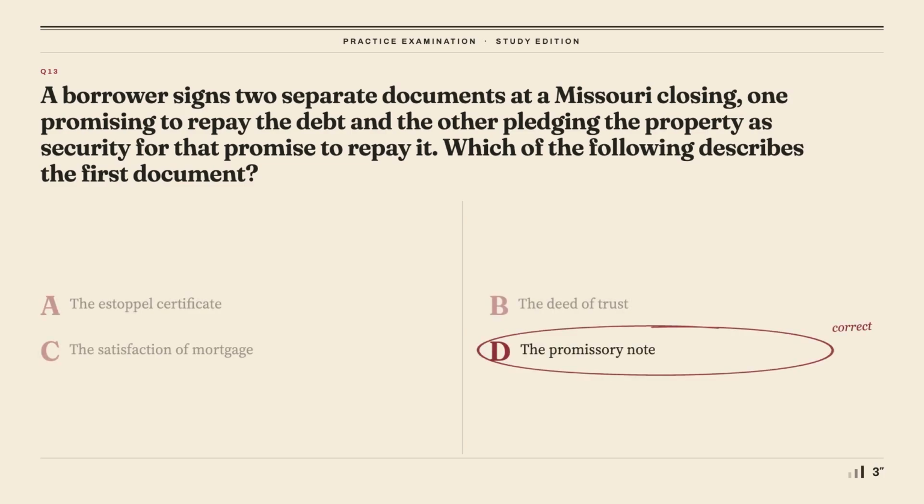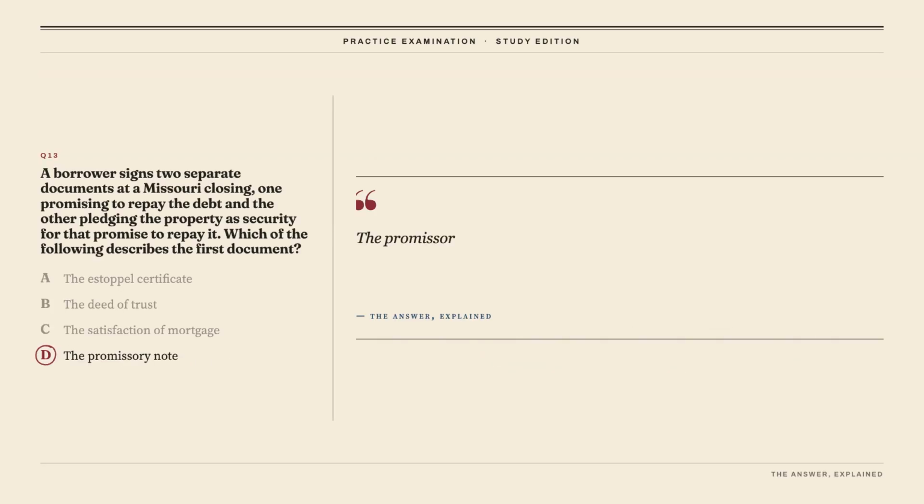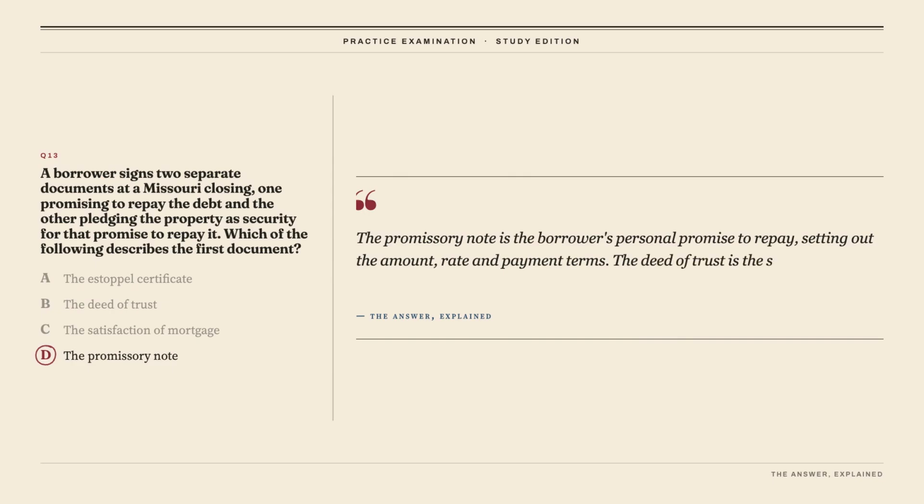The correct answer is D. The promissory note. D is correct because the promissory note is the borrower's personal promise to repay, setting out the amount, rate, and payment terms. The deed of trust is the separate instrument that pledges the property as security.